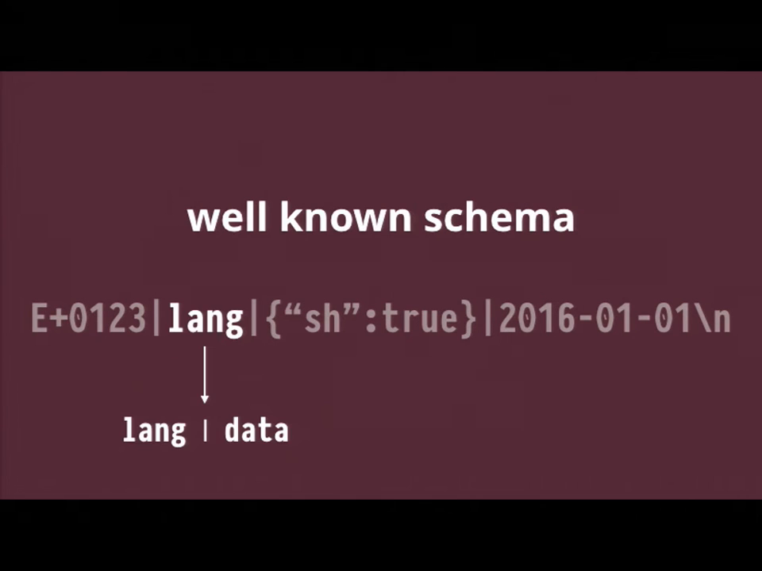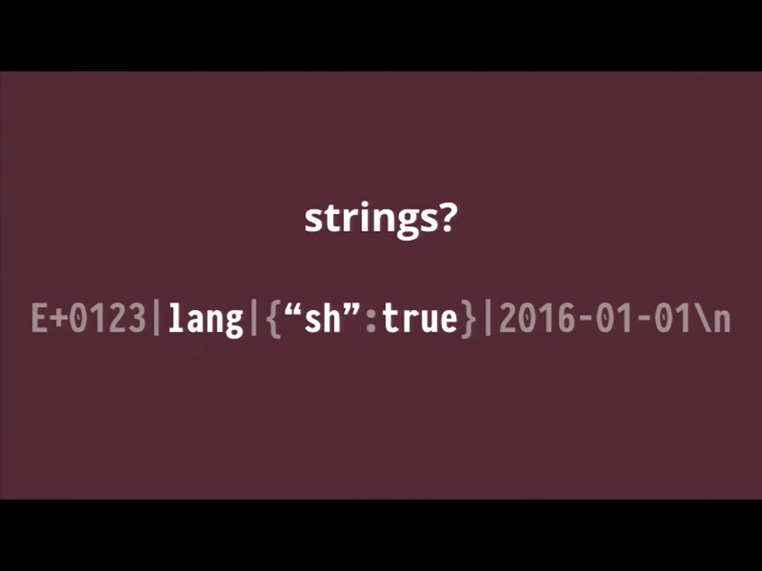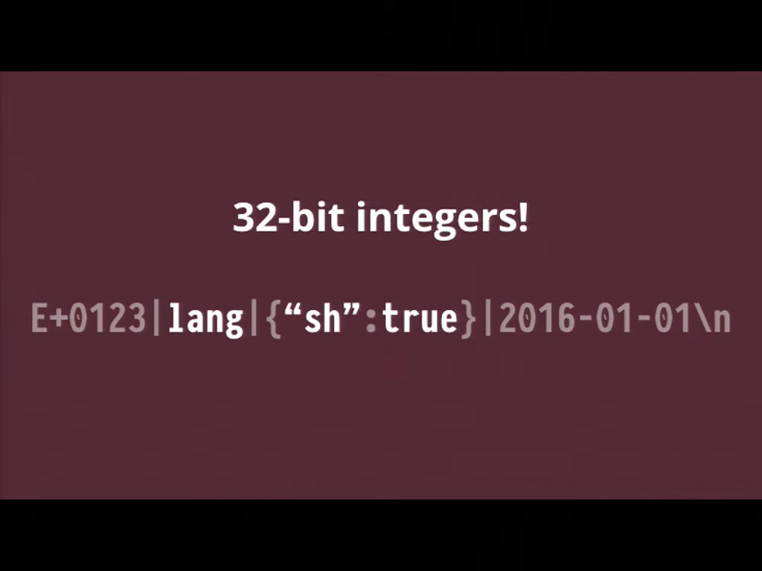What about the contents of the columns? Well, we know this is a well-known schema. We know it's either going to be lang or data in a valid column. And we also know the schema of the JSON, so the SH and whether this is a Boolean is well known. So you might think maybe these look like strings to our parser. But I don't know, if you look a bit closer, maybe they're 32-bit integers.